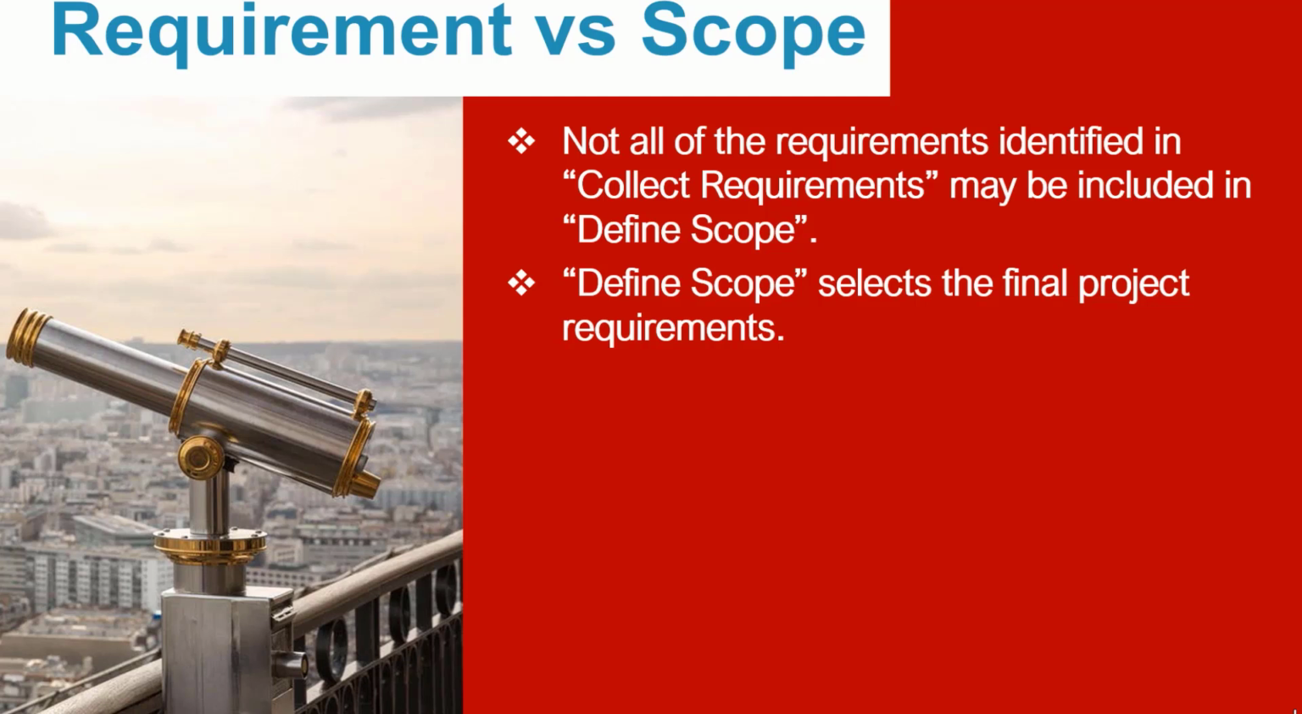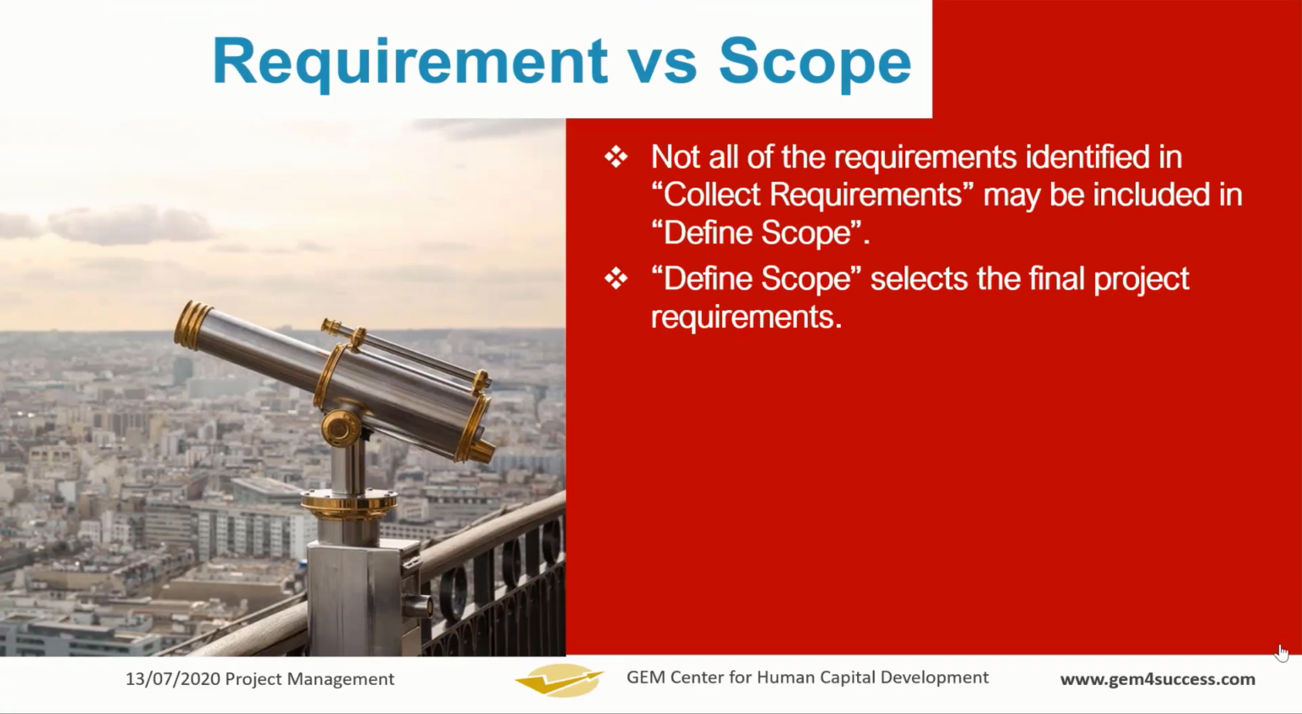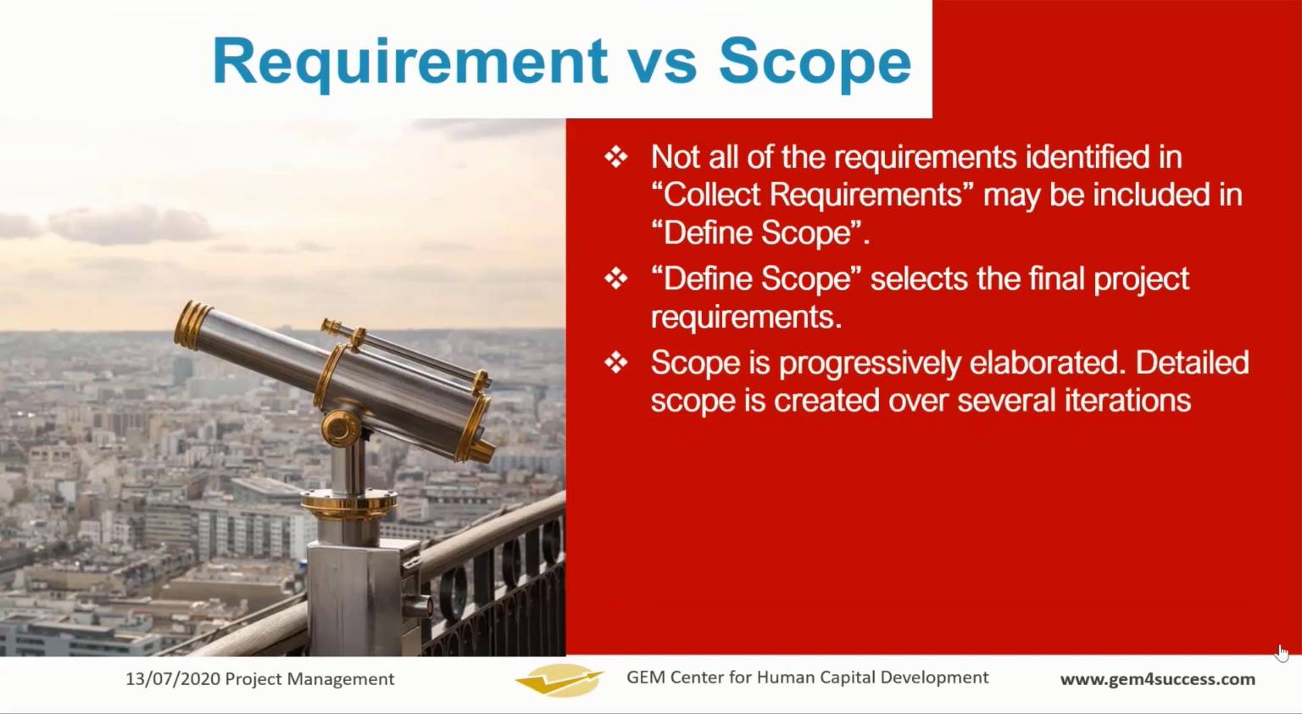So your define scope process selects the requirements from the list of all the requirements that have been collected. Of course, you don't do this alone. There are times in which you have to revert back to senior management to help you with managing conflicts, or revert back to the sponsor to help you with managing prioritization. Your scope is progressively elaborated. Detailed scope is created over several iterations.